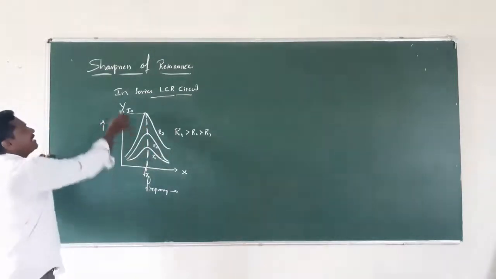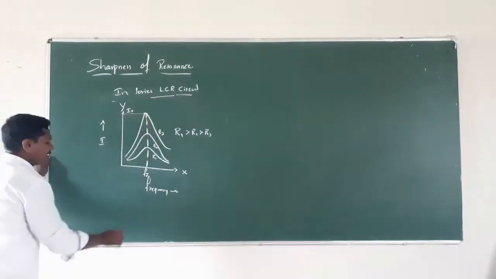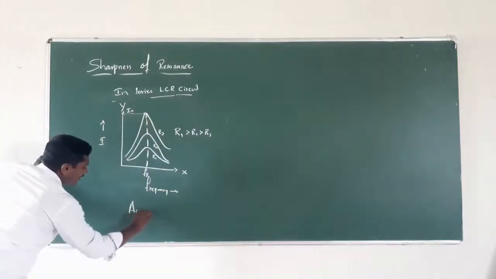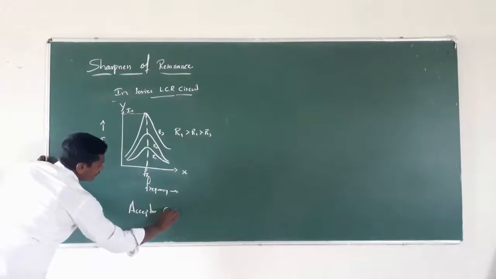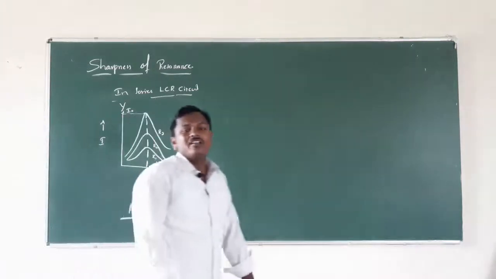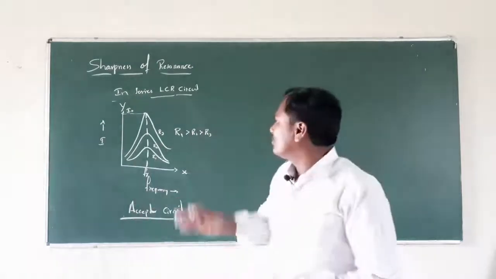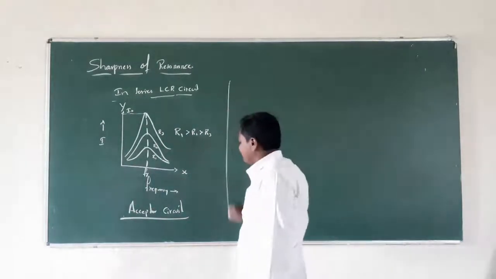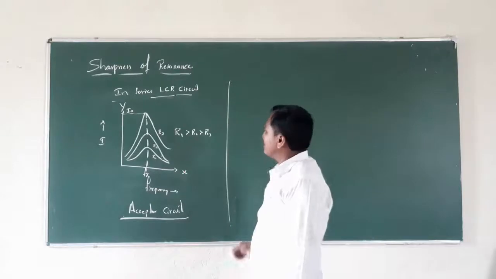Therefore, we can call the series LCR circuit an acceptor circuit, because it accepts or allows the maximum current to flow through that circuit. Therefore, the series LCR circuit is also called an acceptor circuit.